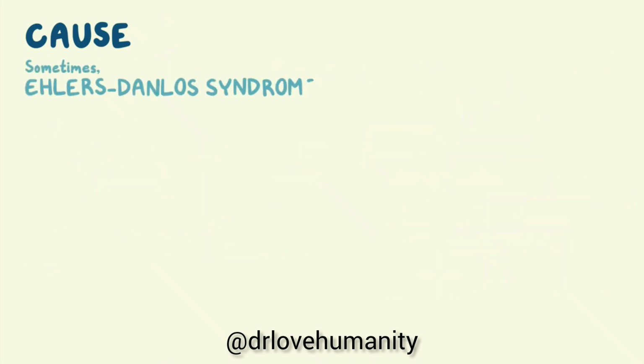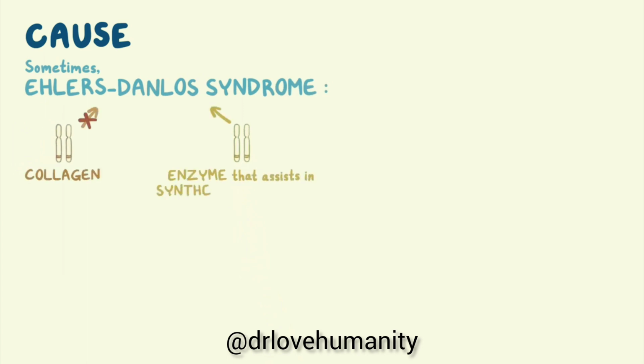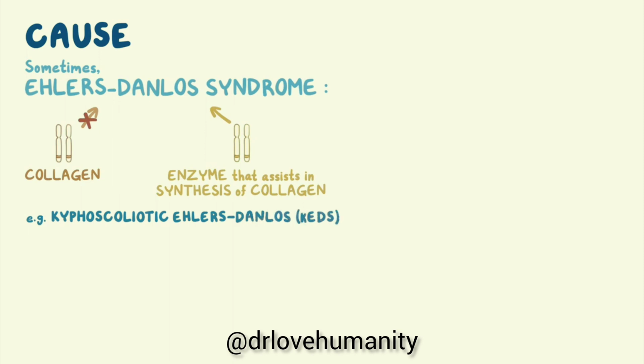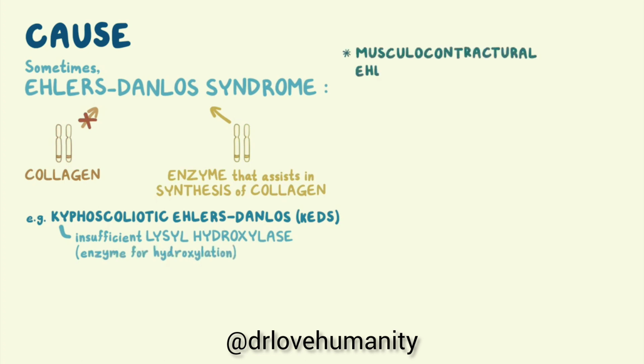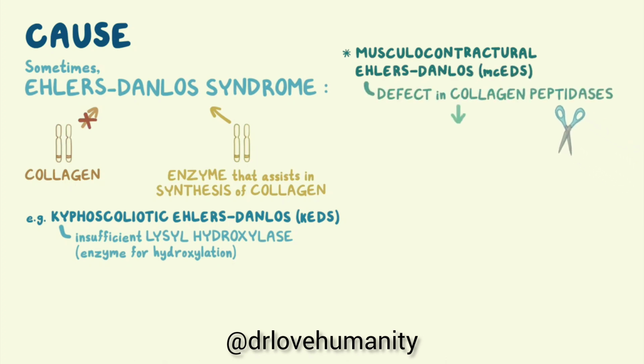Sometimes Ehlers-Danlos syndrome is not caused by a mutation on a gene that encodes for collagen, but rather a gene that encodes for an enzyme that assists in the synthesis of collagen. An example is kyphoscoliotic Ehlers-Danlos, or KEDS, where there's insufficient lysyl hydroxylase, which is an enzyme needed for the hydroxylation step. There's also musculocontractural Ehlers-Danlos, or MCEDS, which is where there's a defect in the collagen peptidases that leads to a block in the proteolytic processing step.